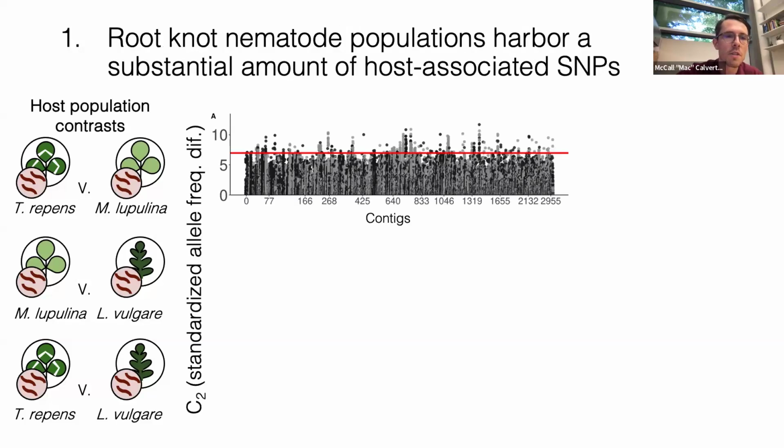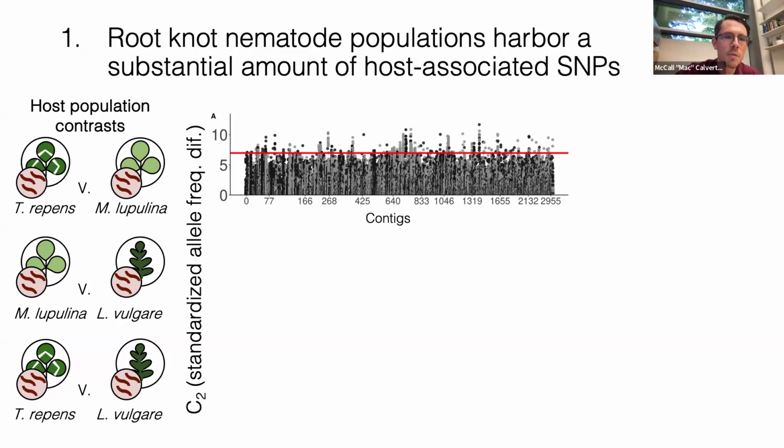And so here's the result of just one of these comparisons. And on the y-axis, you have what we call the C2 statistic. It's just the standardized allele frequency difference. And this statistic is scaled, which is why these values are greater than 1. And this red bar just indicates the threshold for significance. And I think it's important here to take a moment to point out how remarkable it is that we find several regions of host-associated variation when we're sampling nematodes in these sites from host plants that are only a few feet or a few meters away from each other.